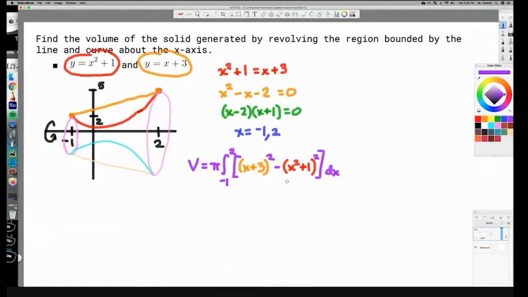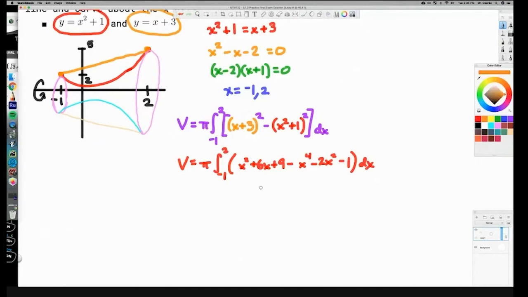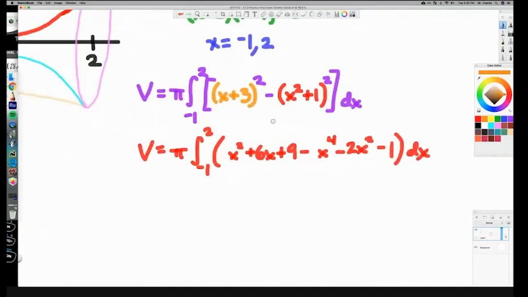Now, this one, if you expanded it out, it would take a really long time. Well, whatever, we'll just do it. It ends up taking a bit. From negative 1 to 2, and you end up with x squared plus 6x plus 9, all subtracting x to the 4th minus 2x squared minus 1 dx. Did anyone else get that? Yes. You're good.